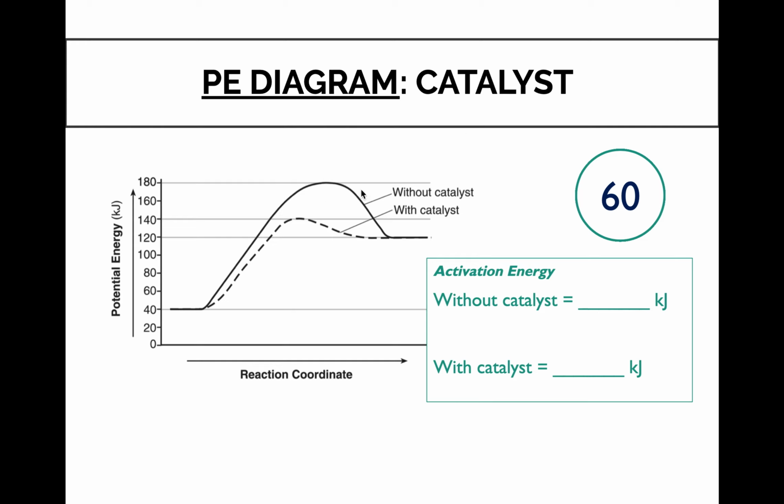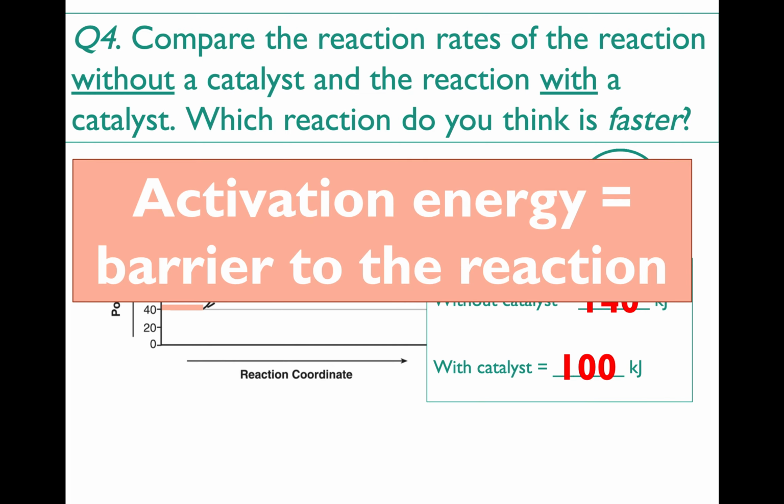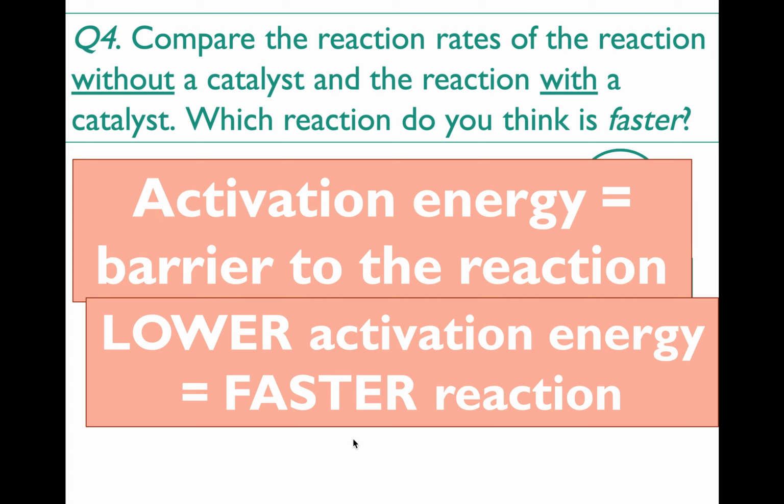So without a catalyst, an activation energy is really high, but once you add a catalyst, it speeds up the reaction, making the activation energy low. So without a catalyst, let's say the activation energy is about 140 kilojoules. With the catalyst, it could bring the activation energy down to about 100 kilojoules, and this basically speeds up the chemical reaction. So activation energy is the barrier to the reaction, but a catalyst is able to bring down the activation energy in order to have a faster reaction. So this is very important. A lower activation energy equals faster reaction, and what creates a lower activation energy is going to be our catalyst.